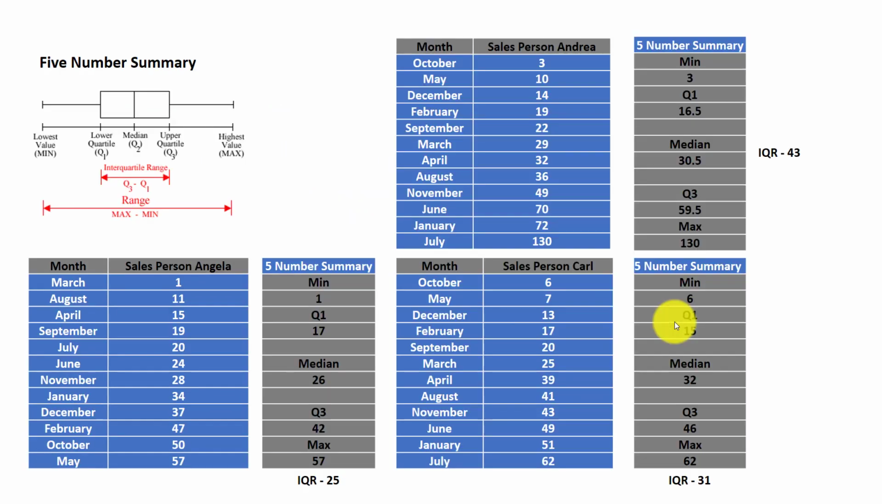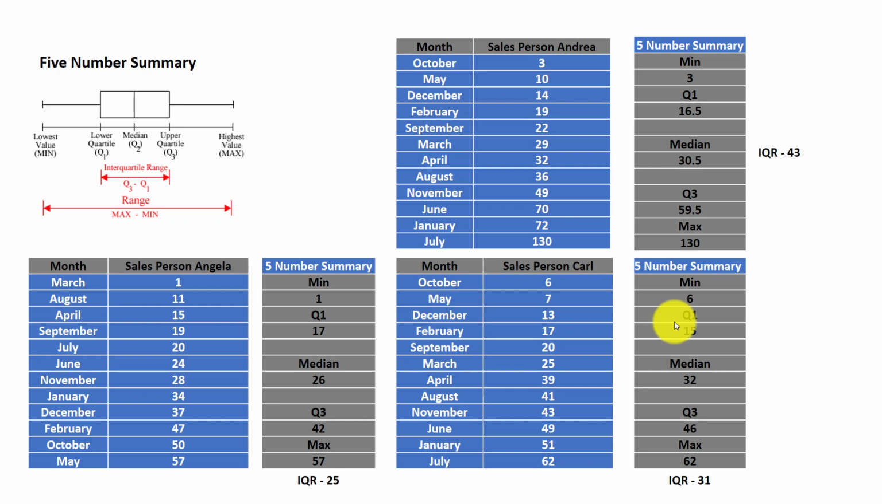Now, for creating a 5 number summary, first of all I have to sort the data from the lowest to the highest numbers. For example, for Angela, you can see that in the month of March it was 1, in August it was 11, April 15, and so on, and in May it's 57. So it's in ascending order. Then I can write the minimum value, that is 1.